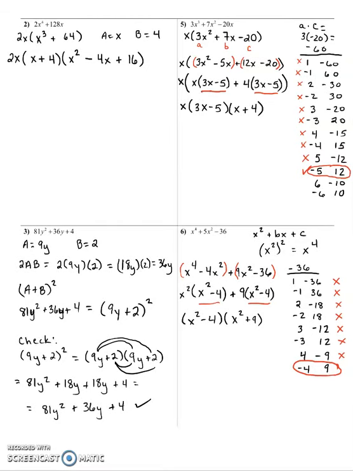Are we done? Well, let's see. We have an x squared minus 4, which is the difference of squares. So that is x plus 2, x minus 2, and x squared plus 9, well, that x squared is a square, and 9 is also a square. But since they're added, we can't do anything with them. So it just stays x squared plus 9. And now we've completely factored.